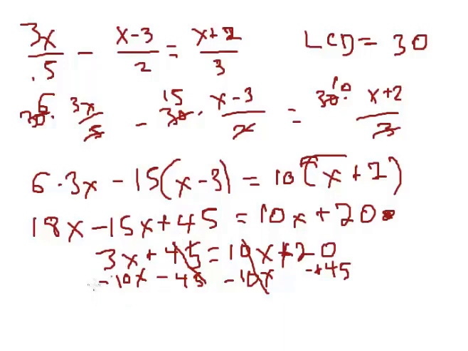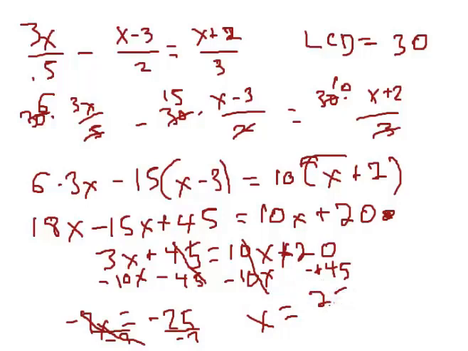All right, so we've got 3x minus 10x, which is negative 7x. The 45s cancel, the 10x's cancel, and now we've got 20 minus 45, which is negative 25. The way to solve this is by dividing by negative 7, and dividing this by negative 7, because that way you isolate the x. So you've got x equals negative 25 divided by negative 7. A negative divided by a negative is a positive, and so you're left with 25 over 7.